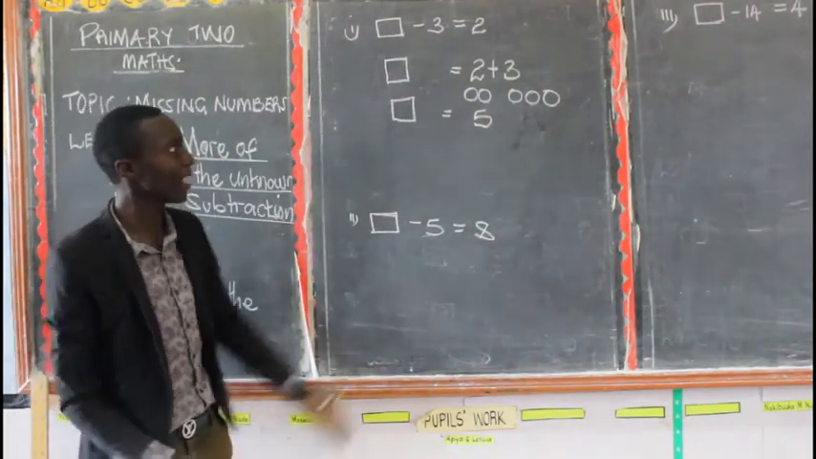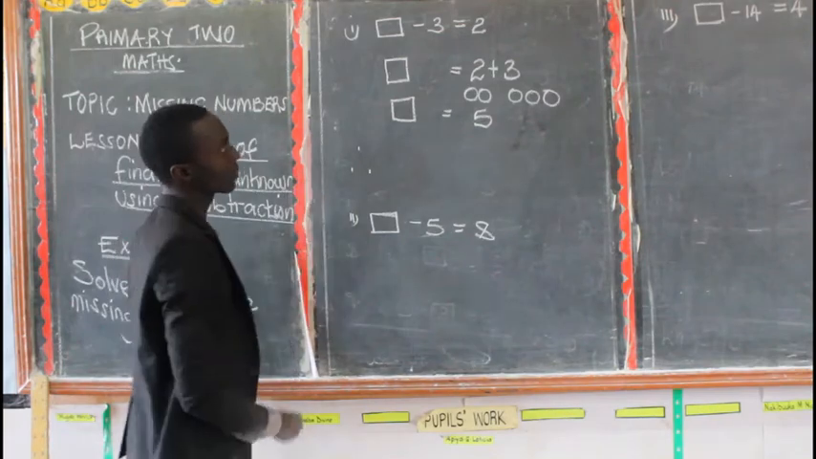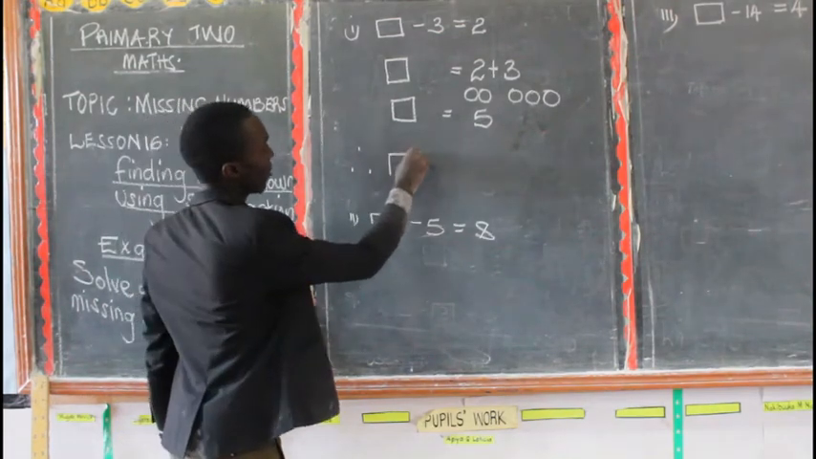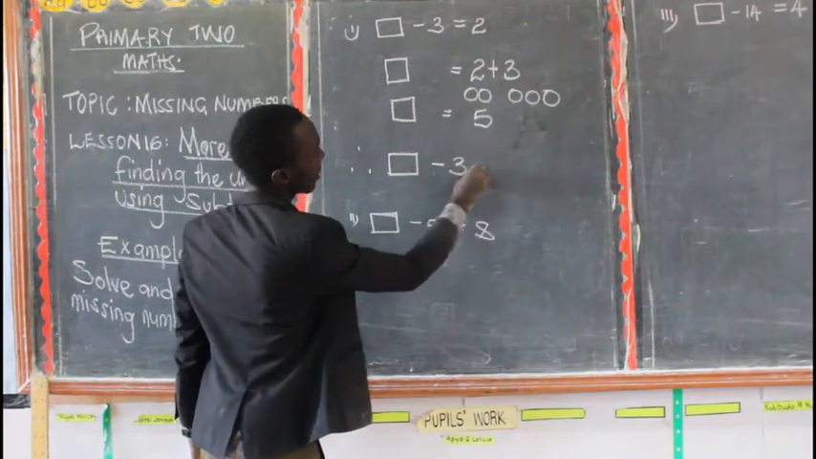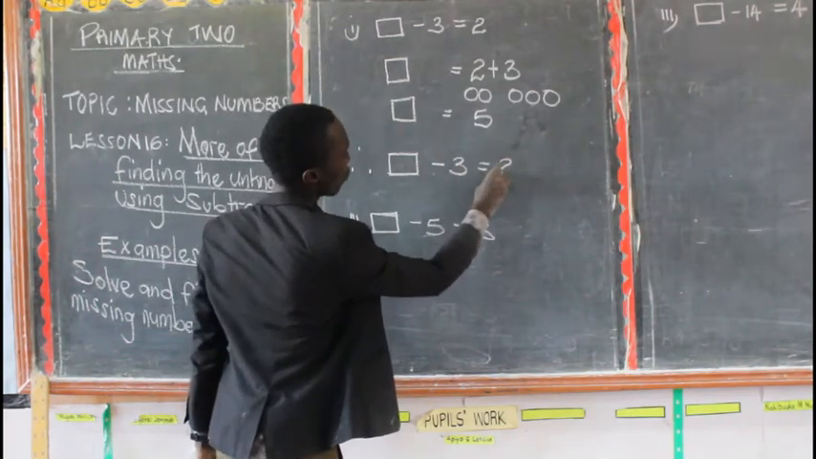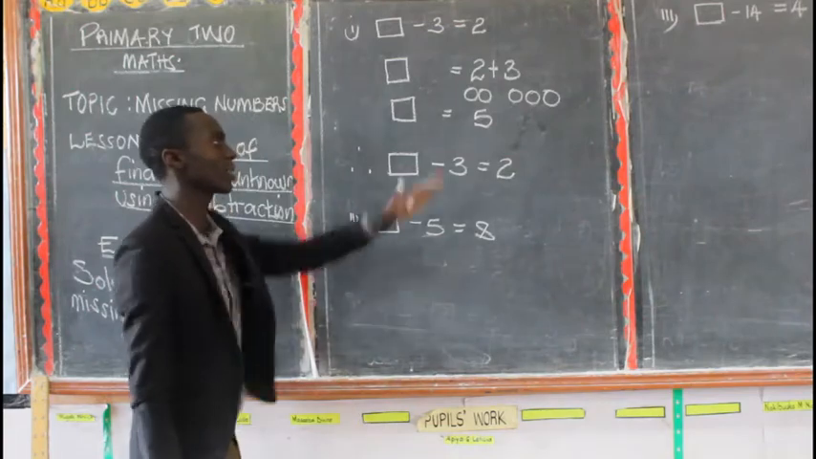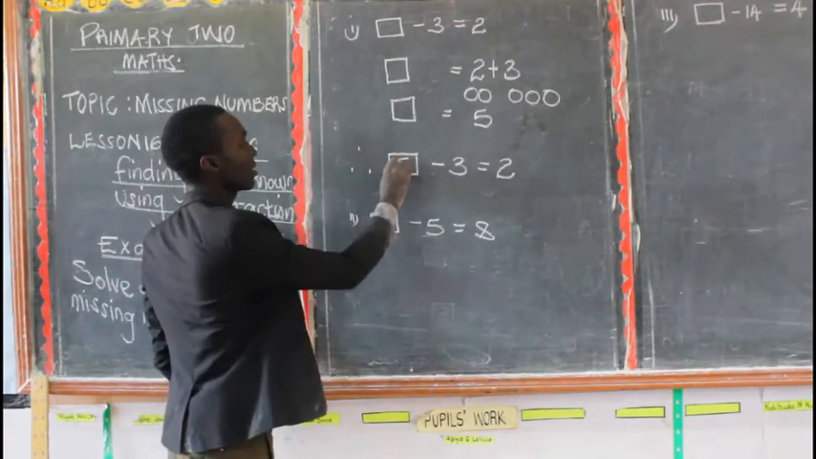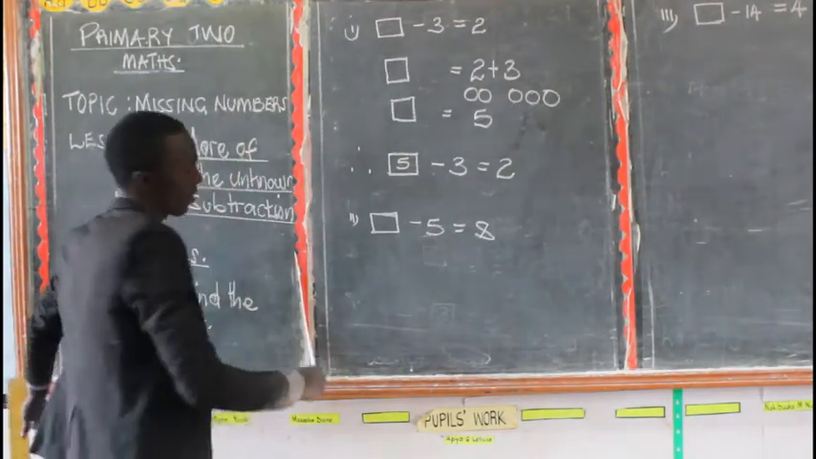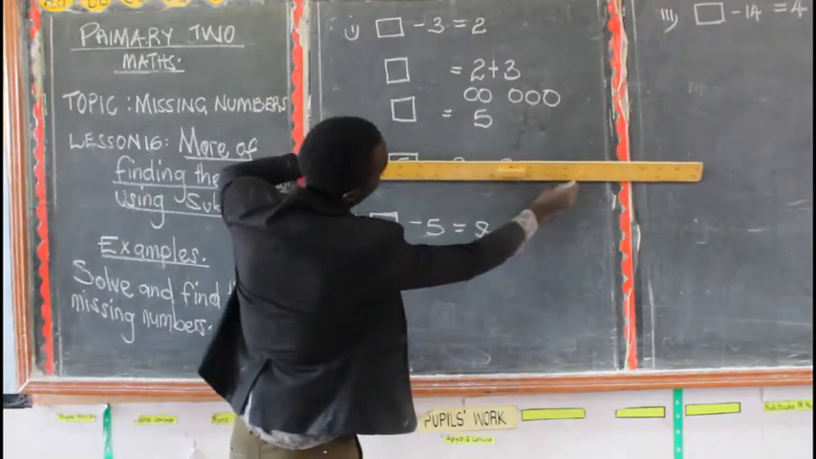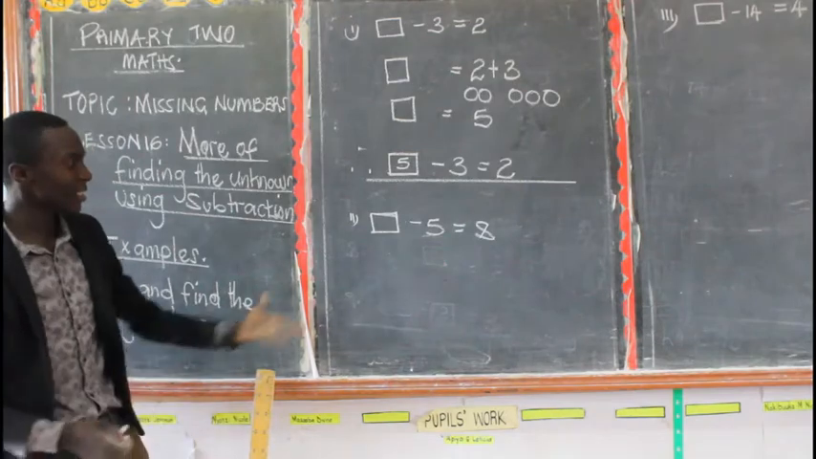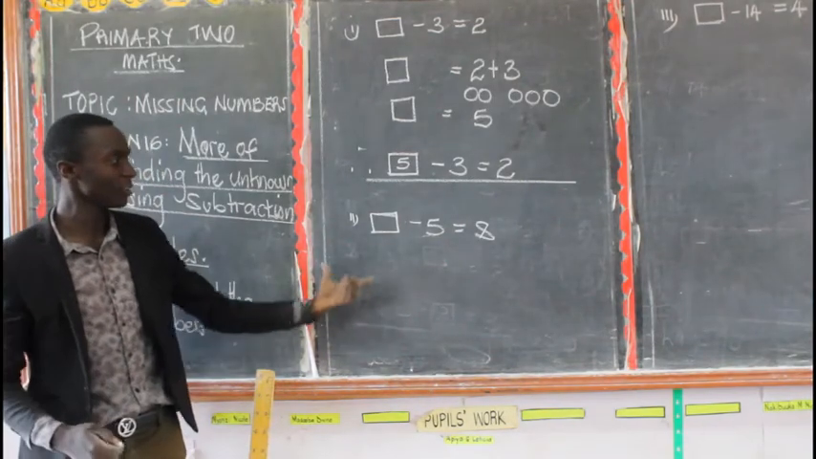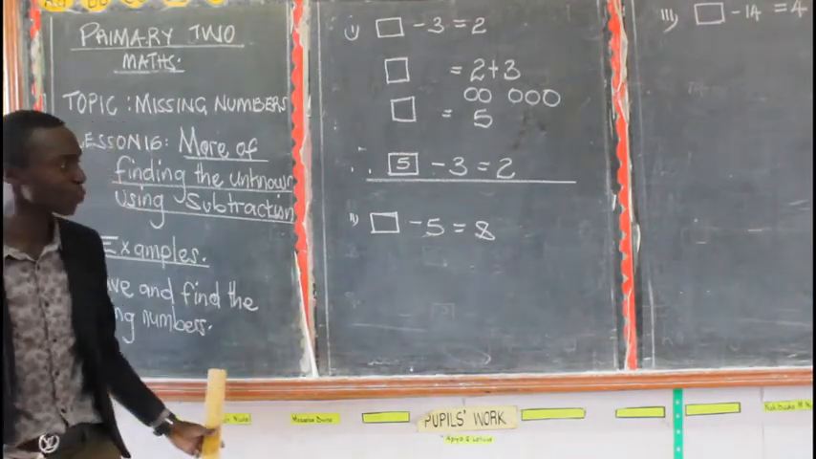Please don't stop from there. State the equation as it was at first: a box minus 3 is equal to 2. But what is in your box? In my box there is a 5. After getting that, underline your work properly. Let us look at our next number, example 2.